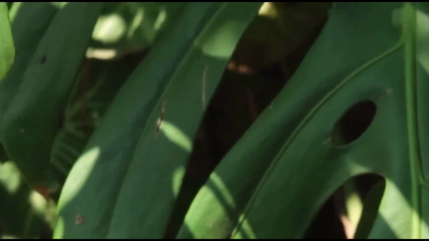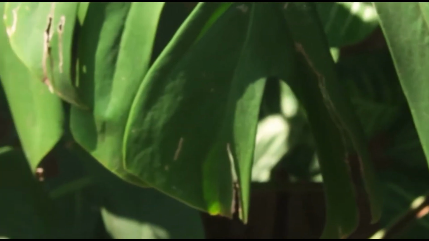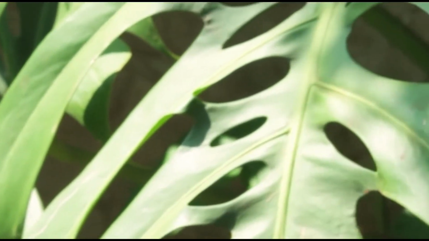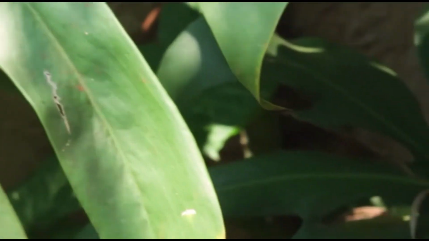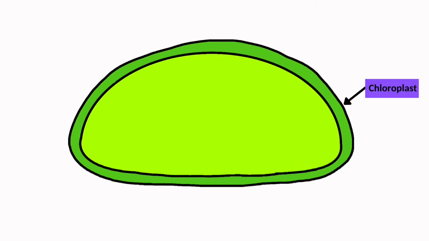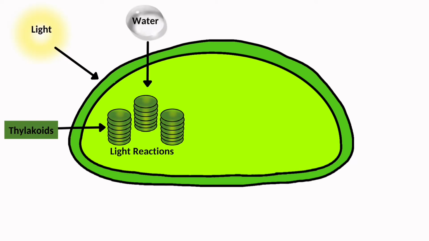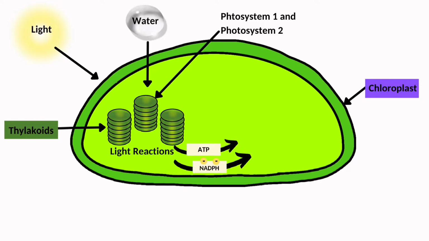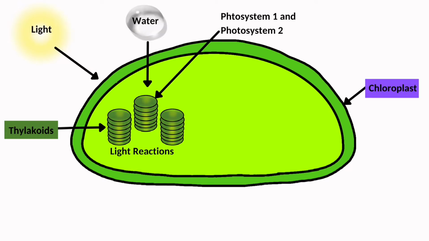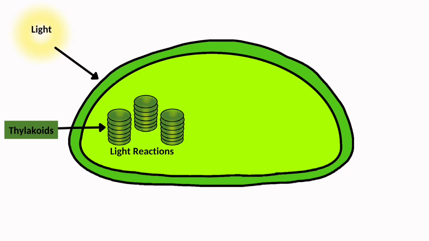Photosynthesis happens in the chloroplast of the plant cell. Photosynthesis has two reactions: the light-dependent reaction and the Calvin cycle. The light-dependent reaction happens in the thylakoids. The first requirement in the light-dependent reaction is photons, and the raw materials needed are water and light energy.